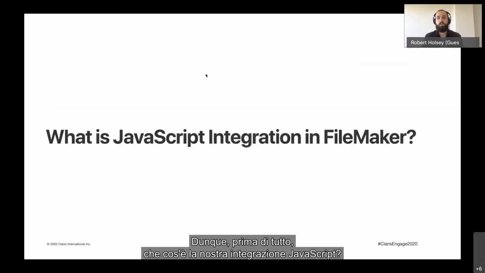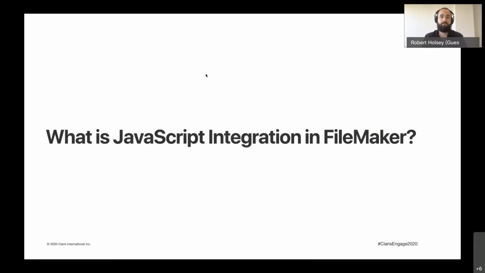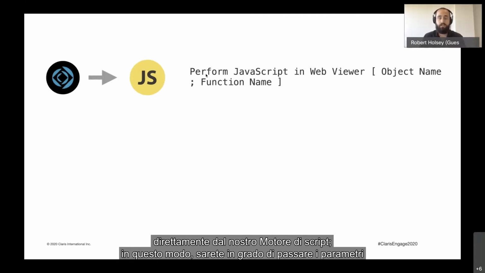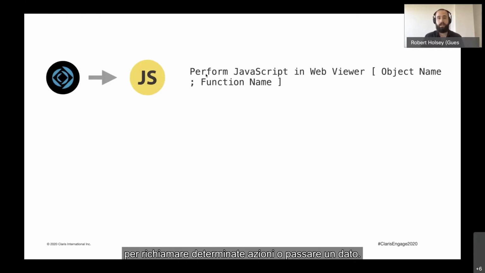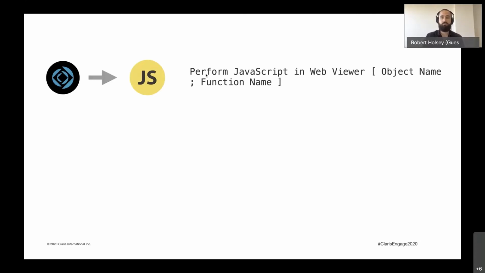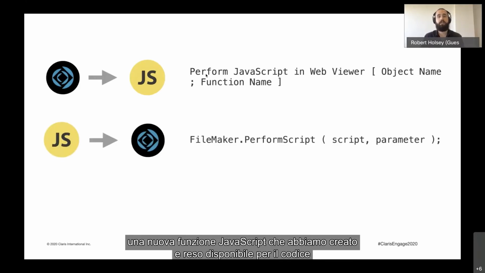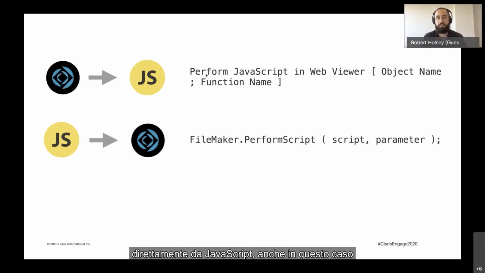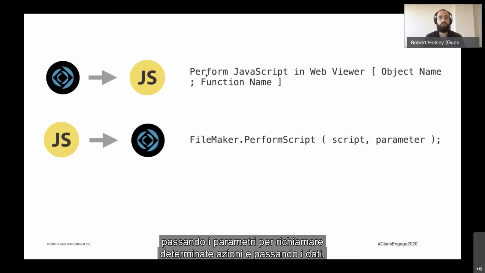So first up, what is our JavaScript integration? Well, it's three main parts. The first is a new script step that allows you to trigger JavaScript functions directly from our scripting engine. So you'd be able to pass it parameters to call specific actions, or pass it data. And then going in the other direction, a new JavaScript function that we created and made available to your code within a web viewer that allows you to then call FileMaker scripts directly from your JavaScript, again, passing it parameters to call specific actions and pass it data.